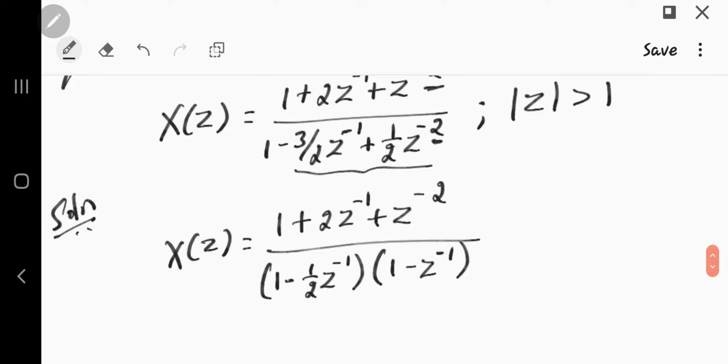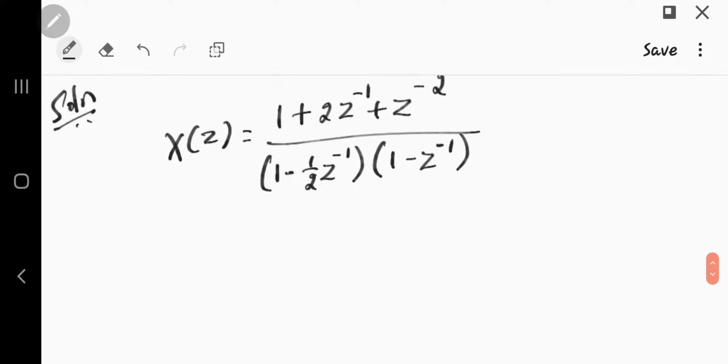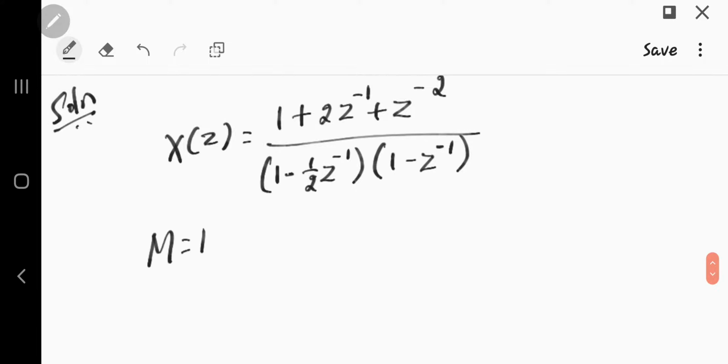So minus z inverse and minus 1 by 2 z inverse, that means if you multiply you should get 1 by 2 z inverse, and if you add, you will get minus 3 by 2 z inverse. And here m is equal to 2, and n is also equal to 2. So therefore, m is not less than n.